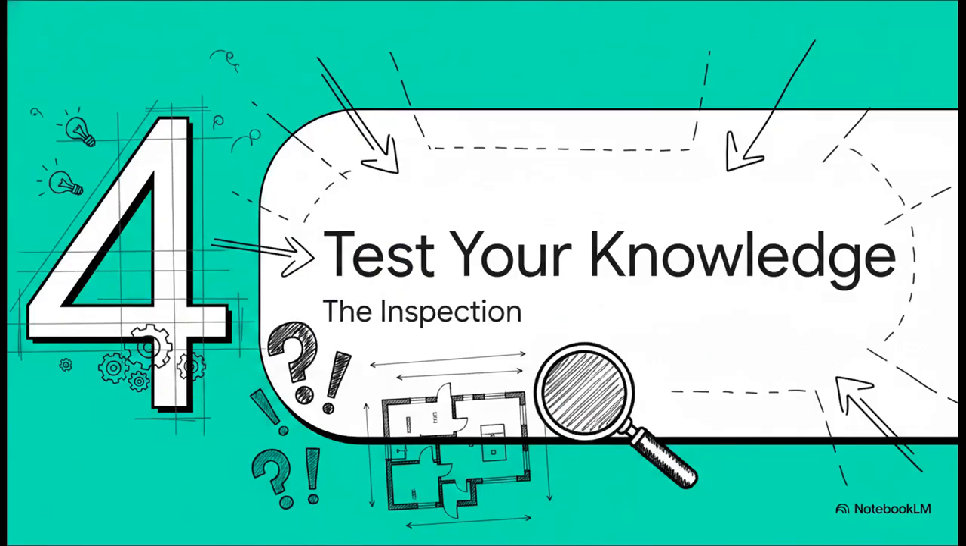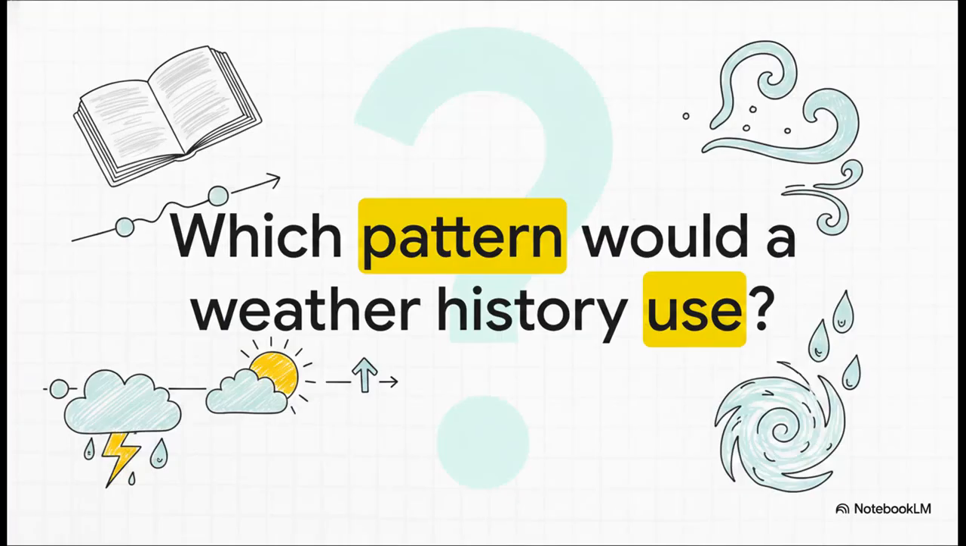Section 4, test your knowledge, the inspection. All right, it is time for an inspection. Let's test your new architectural reading skills with a rapid-fire review based on our homework questions. Question 1. Think about a textbook chapter covering the history of major weather events over the last century. Which organizational pattern would a weather history use, and why?